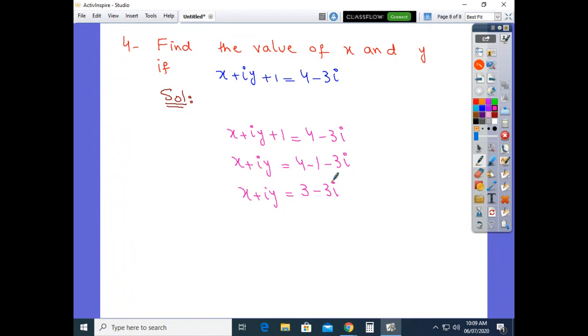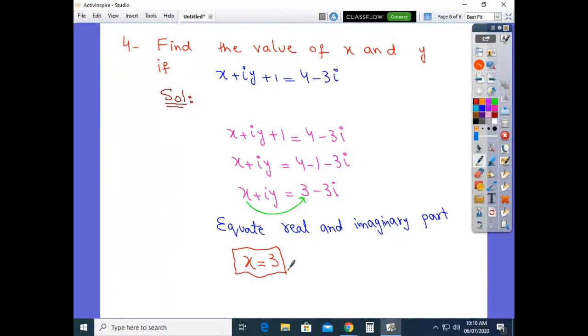Now equate real and imaginary parts. Here we equate the real values and the imaginary values with each other. What is the real part? Real part is x. We equate it with the real part on the right hand side. Therefore, the value of x is equal to 3.